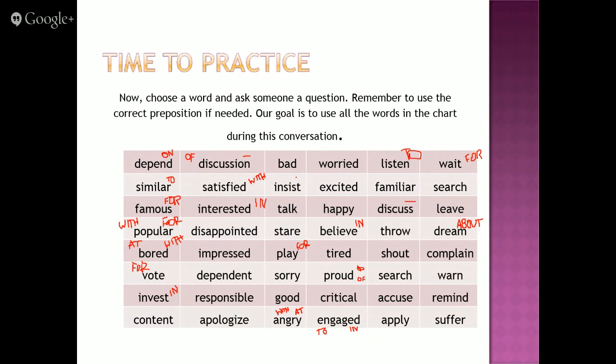Okay, let's go to another word that we haven't gone through. Insist. Jinyu, what preposition would go with insist? Very good. Insist on. Okay, Alejandro, what about worried? About. Okay, well, I was asking Alejandro, but that's okay. Jinyu answered about. So Alejandro, what would excited be? Excited about.